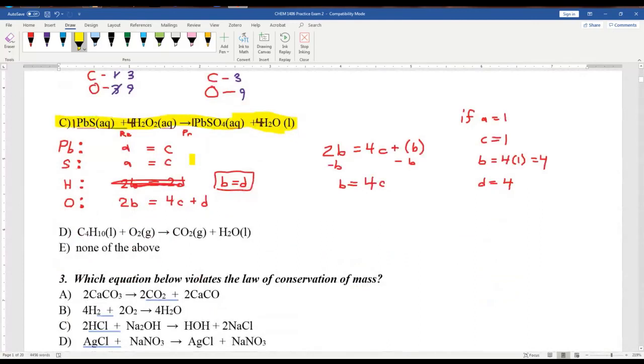Do you want to balance D just for the heck of it? No, no, don't balance D. Okay. All right. So in that case, let's go.